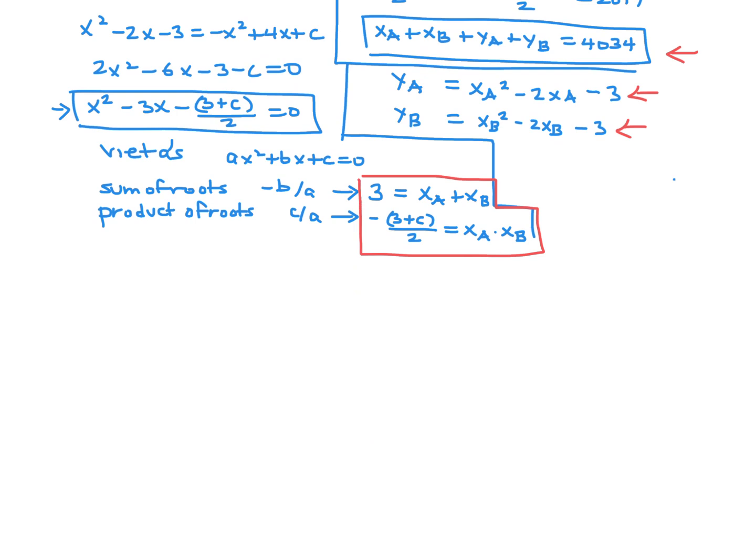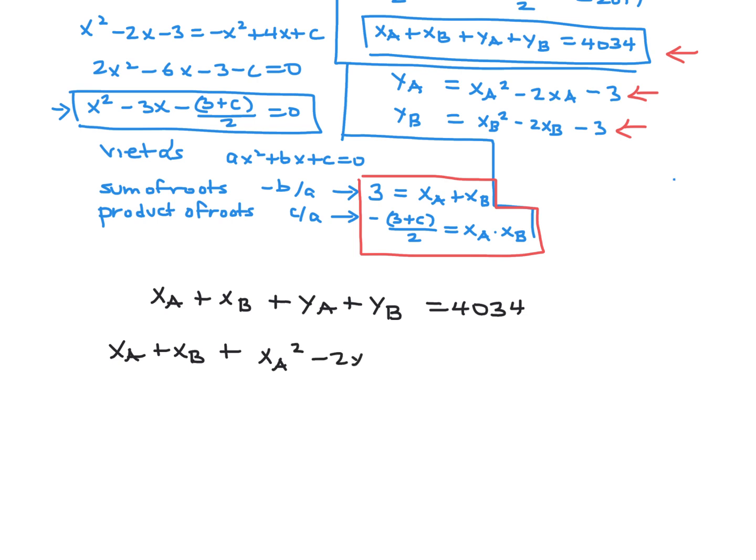Okay, so we have XA plus XB plus YA plus YB, and that's got to equal 4034. The XA plus XB, let me leave that alone for now. Let me concentrate on putting in all this for YA: XA squared minus 2XA minus 3. And then YB would be XB squared minus 2XB minus 3. And that's got to equal 4034. Okay, so now we have to kind of fiddle this around. The goal is really to utilize those two. All right, let's see here.